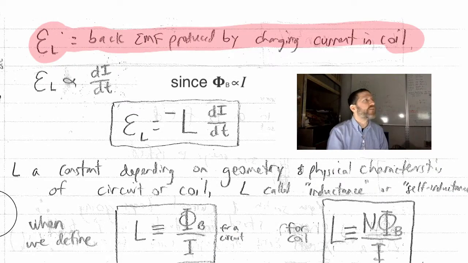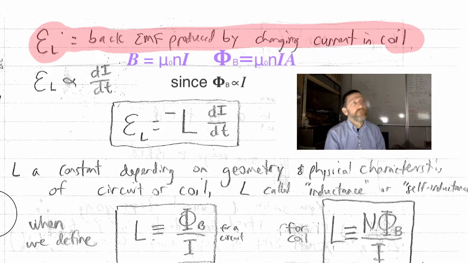Is the magnetic field in the coil proportional to the current in the coil? What equation tells you the answer is absolutely yes? Bunny. B of a coil is equal to mu naught n, little n, number of turns per unit length, times I. Bunny. Yes, it is.